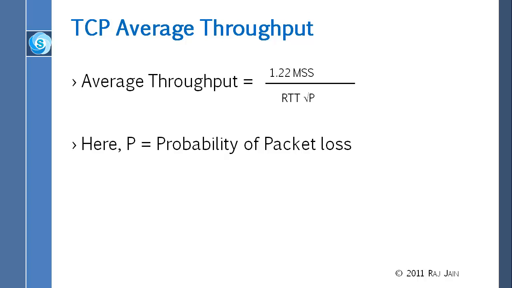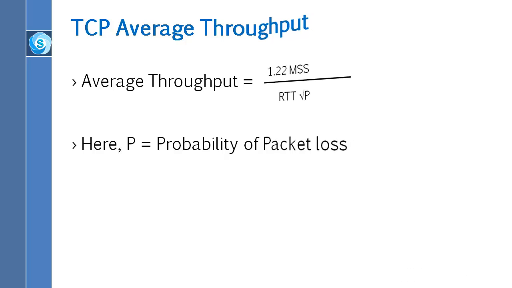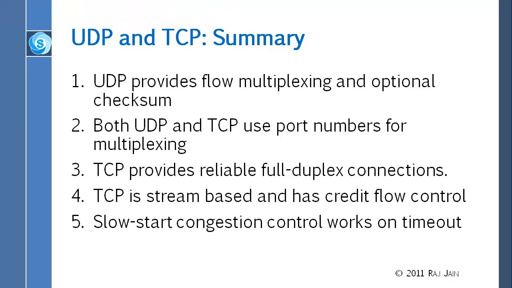Okay. Anyway, that brings us to the end of this whole chapter actually. So these are the 5 points that we learned. First is that UDP provides flow multiplexing and optional checksums. This you know by the homework, by the exam now. Both UDP and TCP use port numbers for multiplexing, the same port numbers. TCP provides a reliable full duplex connection, and TCP is stream based and has credit flow control. So basically credit is another word for window, and we use it in bytes, right? And then slow start provides congestion control, and we saw all the details of slow start.